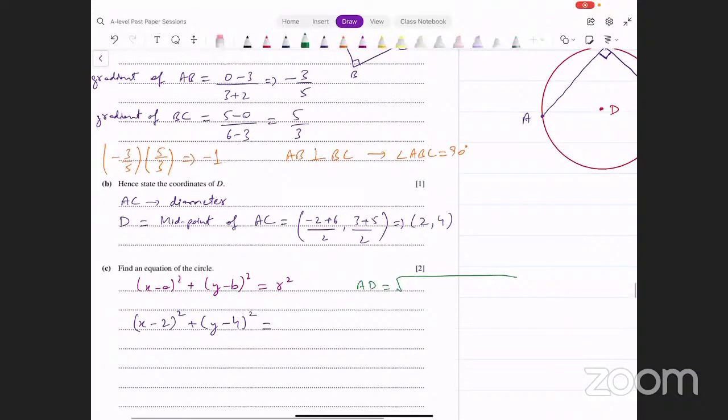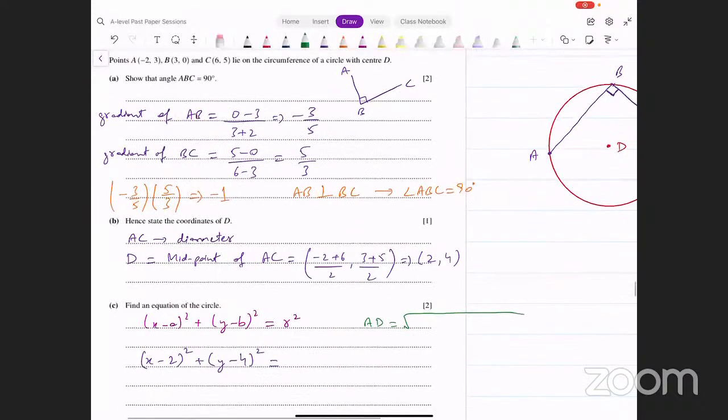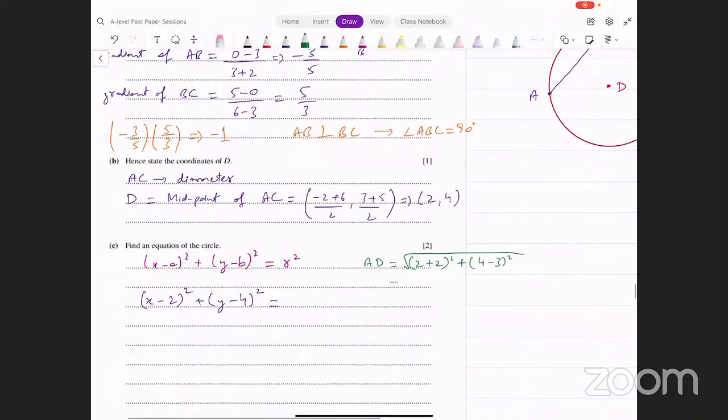x2 minus x1 whole square. So that's going to be 2 plus 2 whole square. This is 2, this is minus 2, so 2 plus 2 ho gaya. Plus 4 minus 3 whole square. Now that gives me, sorry, 2 and 2, that's 4. 4 ka square is 16. 16 plus 1, that's square root of 17. This is the radius. ये आपका radius आ गया.